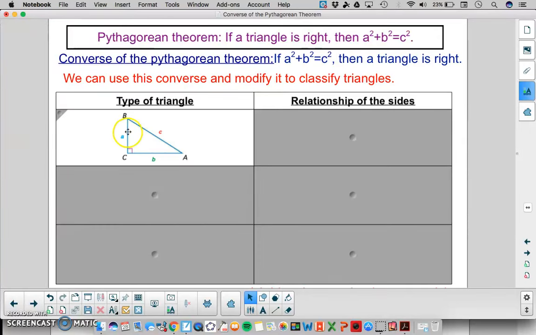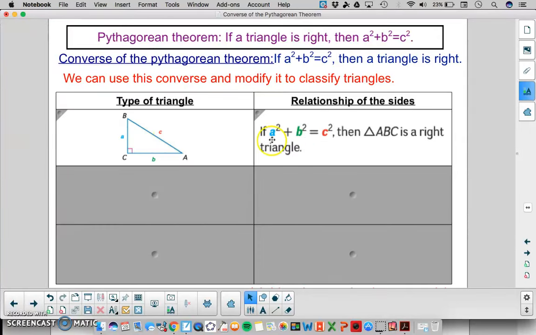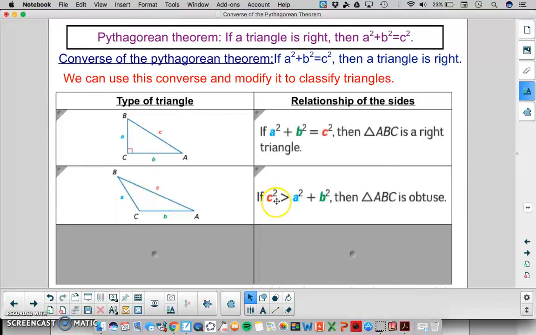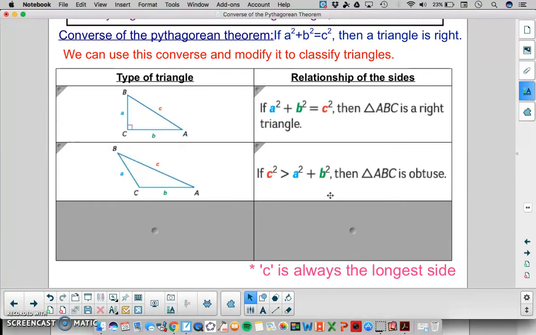So what happens when we have a right triangle? Well, the relationship of the sides follows the Pythagorean theorem. If a squared plus b squared is equal to c squared, then the triangle is a right triangle. Well, what happens when we have an obtuse triangle? If c squared is bigger than a squared plus b squared, then the triangle is obtuse. So if we calculate the c squared value, and it is larger than a squared plus b squared, we have an obtuse triangle. It's also worth noting that c is always the longest side.